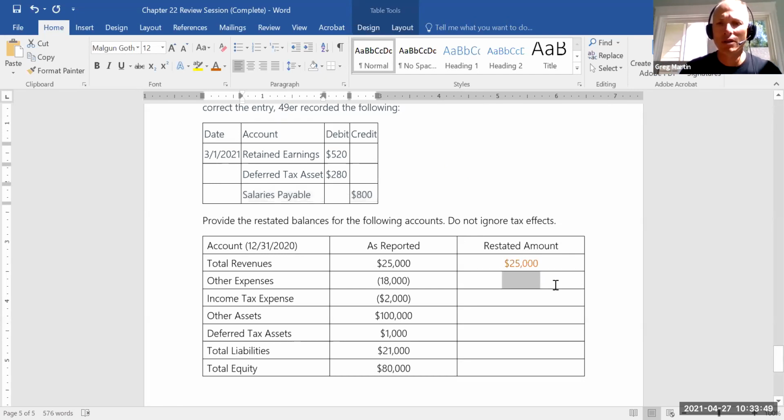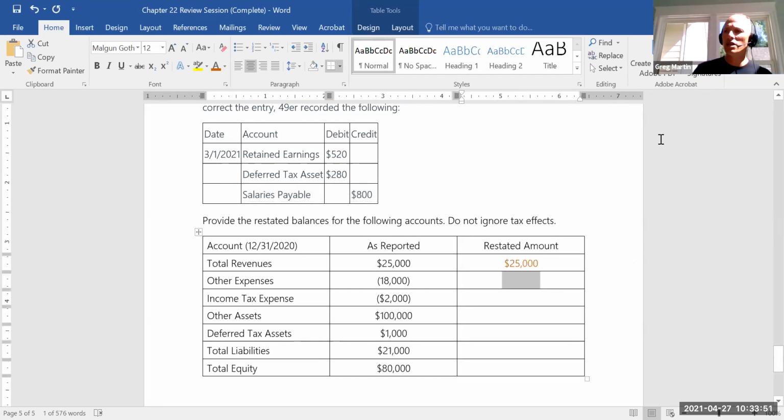How about our other expenses? Again, same deal. If you feel comfortable, type it in. What should be our restated other expenses? Notice I have income tax expenses separate. So this would be any other expense. Is there any other expense that would be affected by this? Yeah, we're getting a strong consensus here.